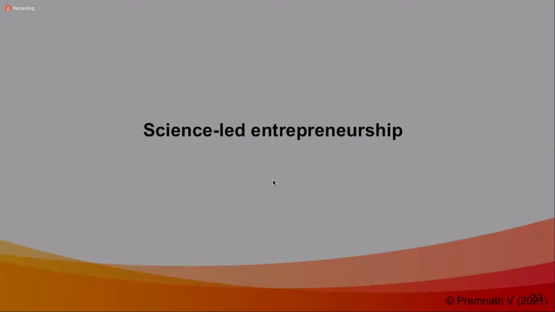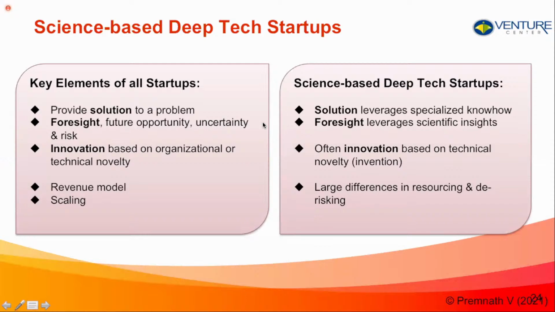Okay, now a few things about science-led entrepreneurship. So I've talked about entrepreneurship. What about where science is involved, right? So I told you key elements of a startup: provide a solution to a problem. There is usually a foresight there, future opportunity, and therefore there's some uncertainty and risk. Innovation is based on organizational or technical novelty. There's a revenue model and there's scaling, right? These are elements of a startup, right? In a science-based startup, this solution usually leverages specialized know-how, which you derive from scientific literature or your own training or your own insights. And this foresight again leverages scientific insight. So the future that you're seeing can be just because you have understood that this is going to be important.